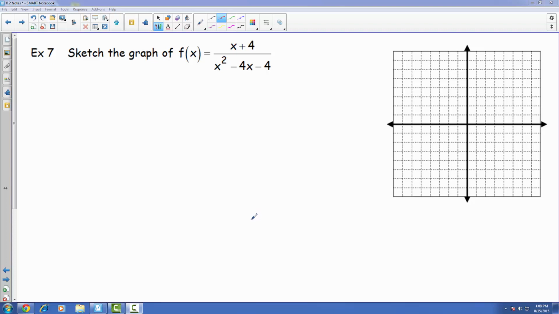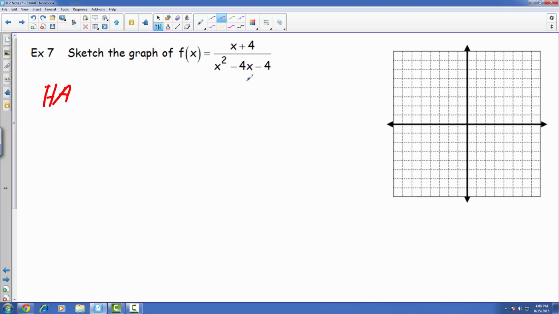So here we are at example 7 from the 0.2 set of notes. We're asked to sketch the graph of this particular rational function. And in just looking at it, we notice that things are a little bit different than some of what we've seen before. However, the rules are pretty much still the same when we're talking about things like the vertical asymptote and the horizontal asymptote.